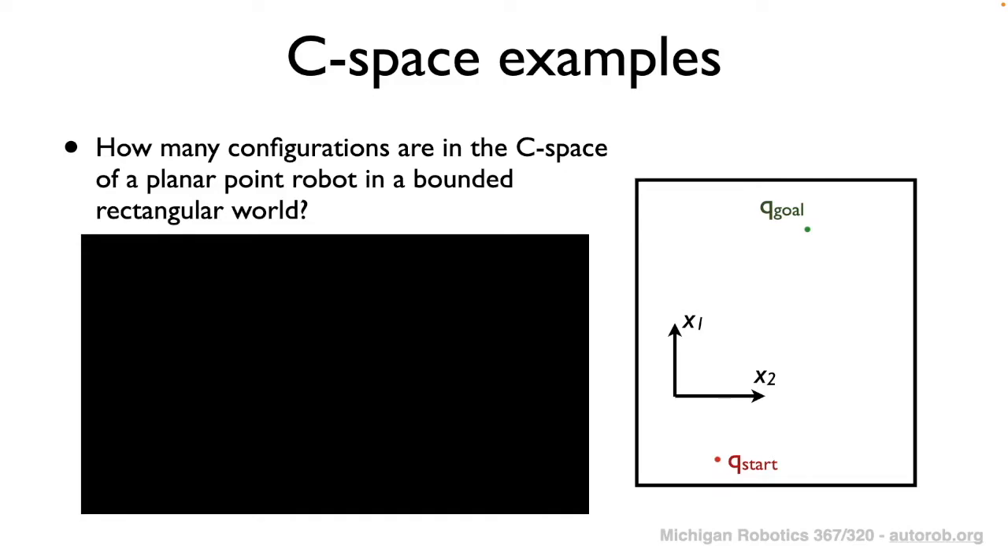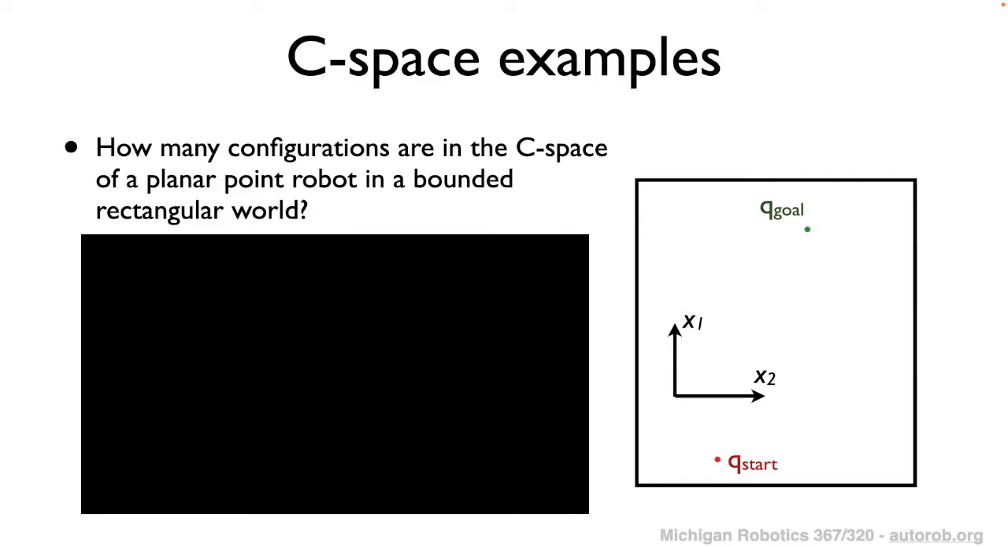Let's consider a planar point robot that exists in some bounded rectangular world. Now let's ask how many configurations are in the configuration space for this planar robot. The first thing we could do is point out how many degrees of freedom there are. There's an x-coordinate and a y-coordinate, or x1, x2 in the figure, so there are 2 dimensions in this space. Correspondingly, our robot would have 2 degrees of freedom that it could move about this space.